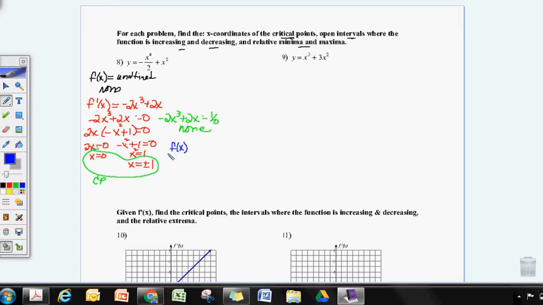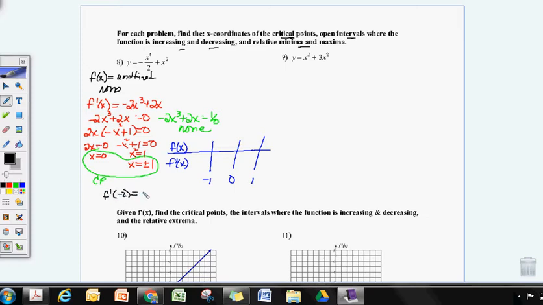With those CPs, I am going to go on and make my chart, my f of x over my f prime of x. And on there I've got to put in negative 1, 0, and positive 1. And now I need to test points.